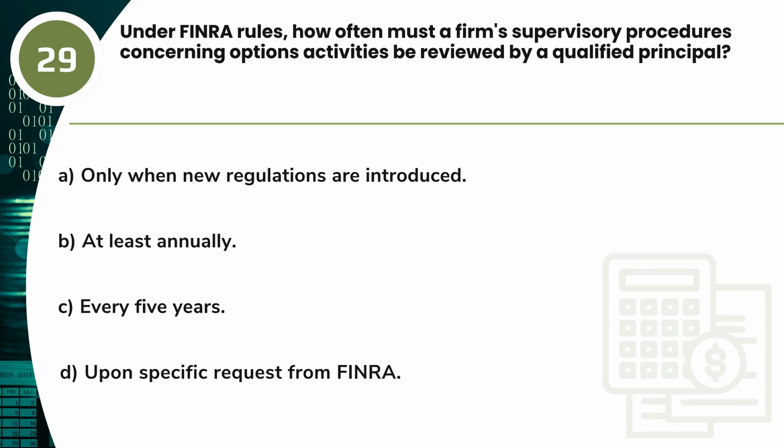Question 29. Under FINRA rules, how often must a firm's supervisory procedures concerning options activities be reviewed by a qualified principal? A. Only when new regulations are introduced. B. At least annually. C. Every 5 years. D. Upon specific request from FINRA.